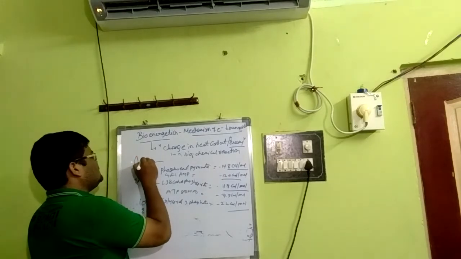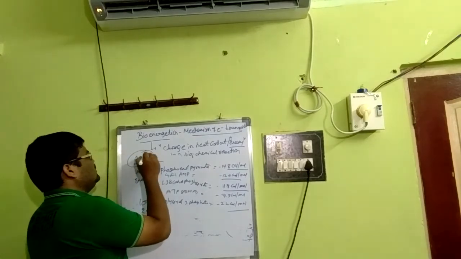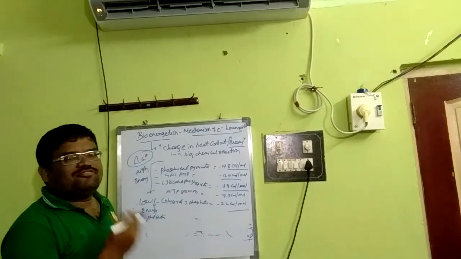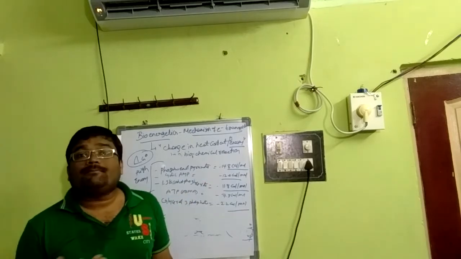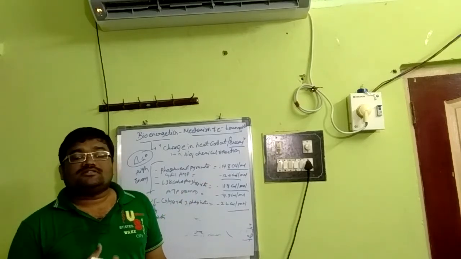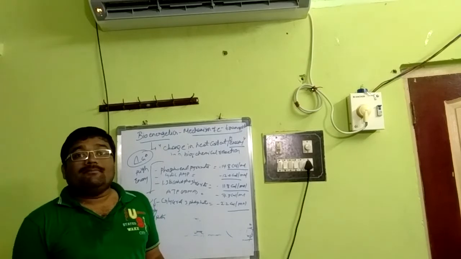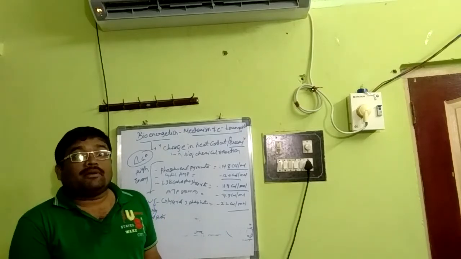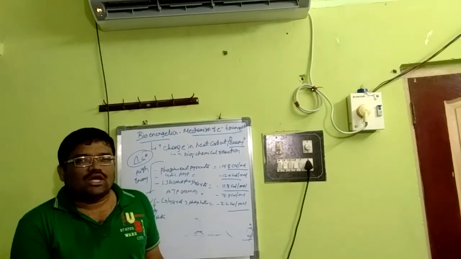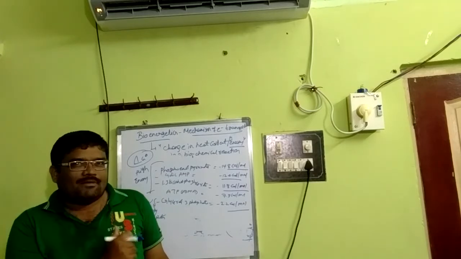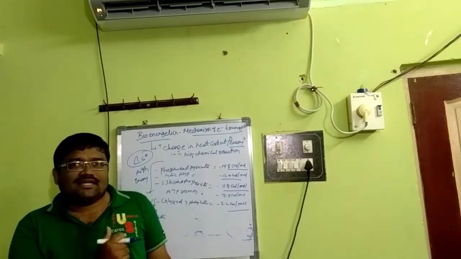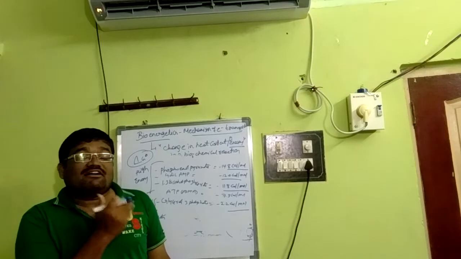These are all standard free energies. Delta G zero means standard free energy. Phosphoenol pyruvate is the most important compound because it releases energy of minus 14.8 calories per mole. On the same line, cyclic AMP is minus 12.0 calories per mole, and 1,3-bisphosphoglycerate is minus 11.8 calories per mole.